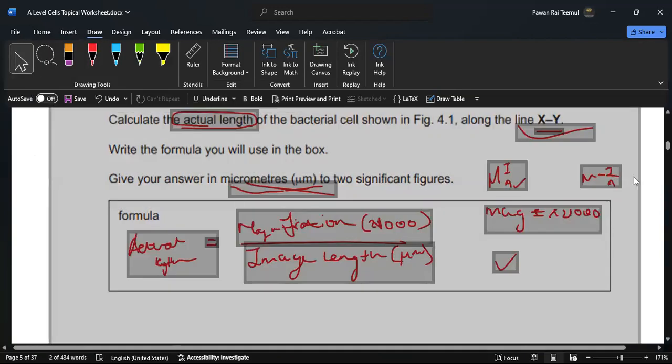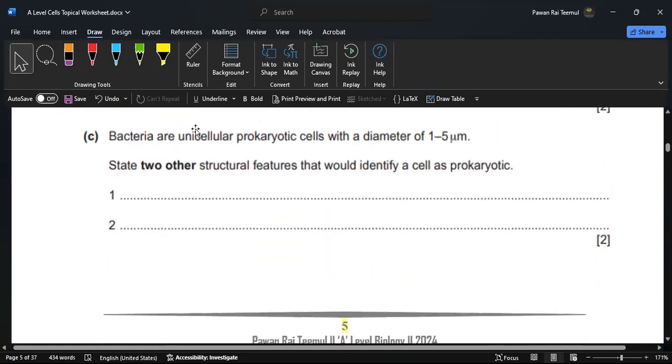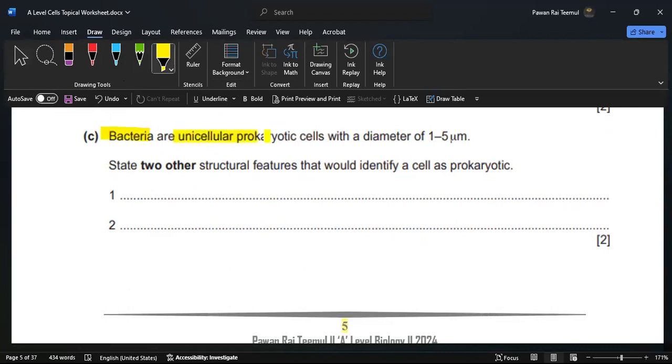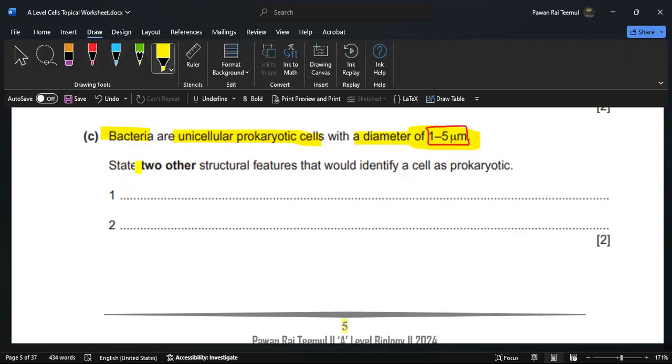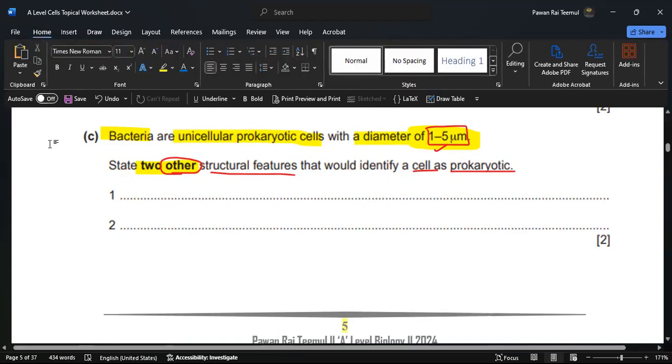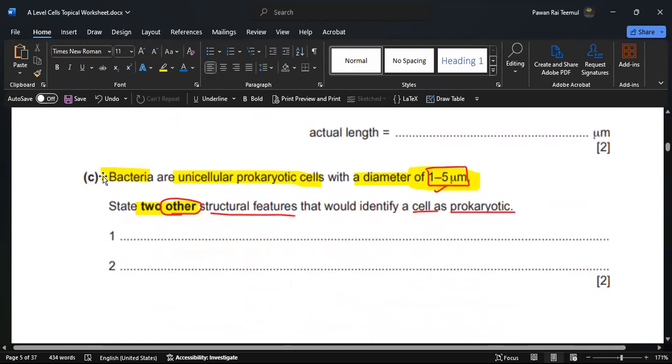Next. Here it's an interesting question. Bacteria are unicellular prokaryotic cells with a diameter of 1 to 5 micrometers. By the way, this is a value you should be quite familiar with because it is included in your specifications, so you are expected to know about it. State two other structural features that would identify a cell as prokaryotic. One of these is the diameter. So no nucleus, and perhaps you may say no organelles.